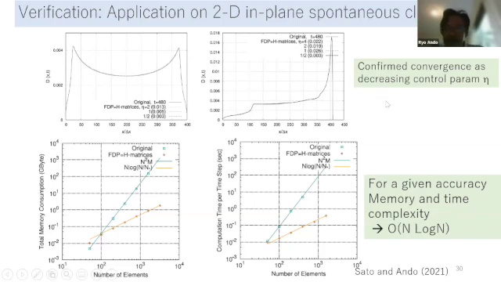We confirmed the convergence of the numerical result by decreasing the controlling parameter eta here like this. And we also found a huge reduction in the memory consumption and the computation time like this. So basically, our method can attain the order n log n efficiency like this.